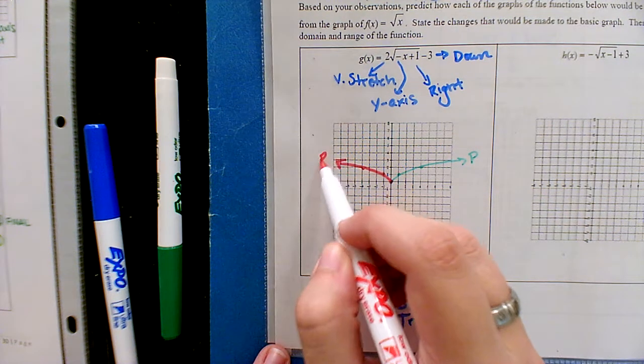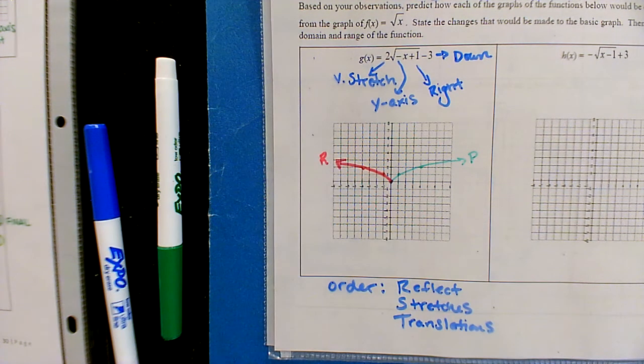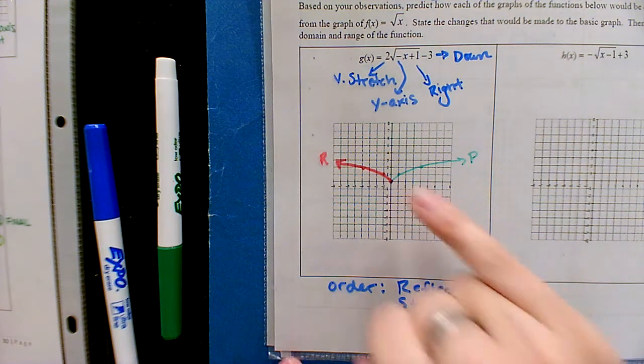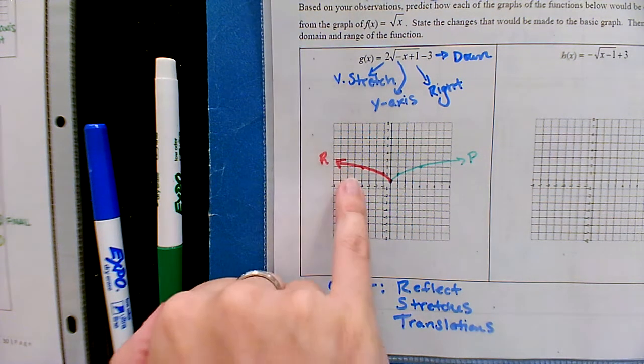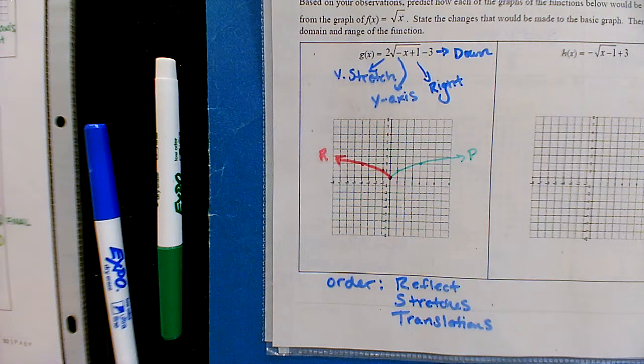I'm going to label that one R for reflection. Now at this point, let's say you're just using a pencil. If you wanted to erase the parent function, you could, because it no longer matters. This reflection graph is the new one that we're going to be using. So if you're using colors, you're going to have a bunch of different graphs on your paper. If you're using a pencil, you can kind of erase as you go. It's up to you. Okay?